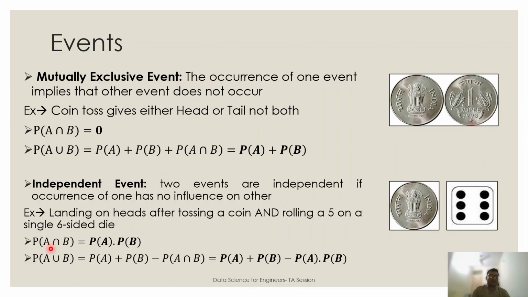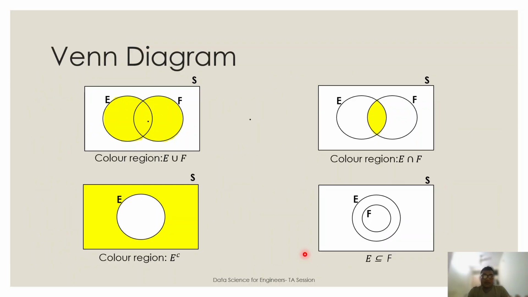So in this case, the probability of A intersection B: if two events are independent, then you multiply the probabilities of A and B. So that's how the probability of A union B becomes probability of A plus probability of B, minus probability of A multiplied by B. So these are basic formulas, and we are going to see the next formula.